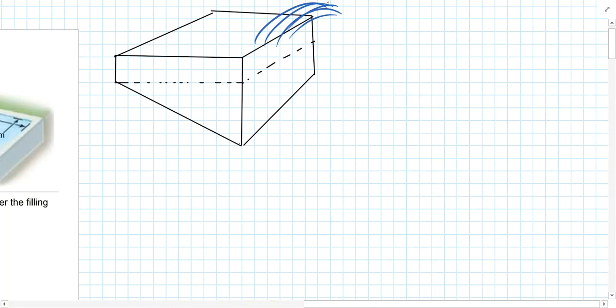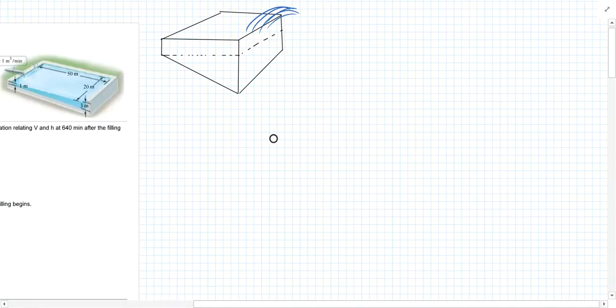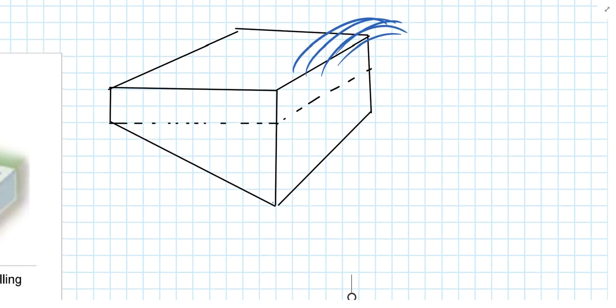And the total volume of this pool, therefore, would be equal to 1/2 of the base times height times width. Now that's going to take care of this triangular side of the pool. There's our base. My software kind of froze on me there. Let me try that again.